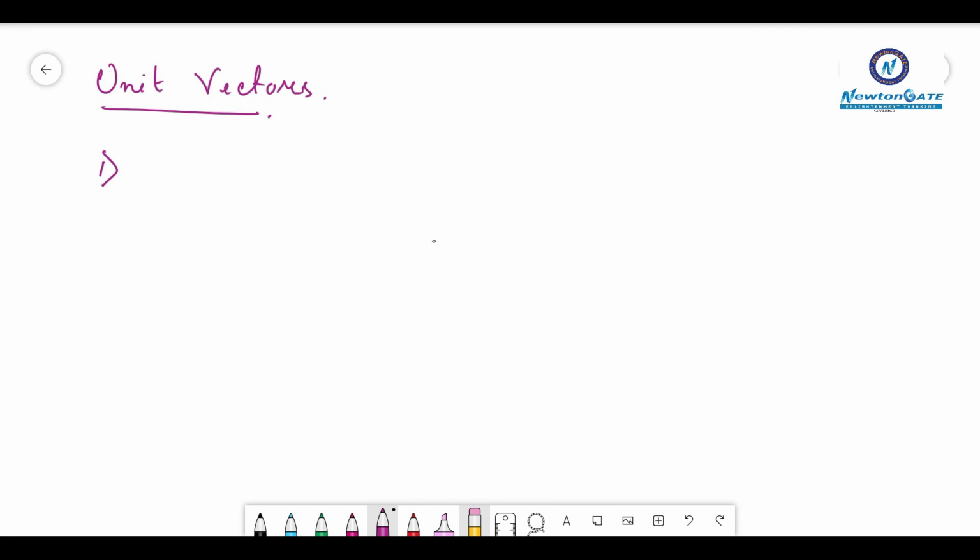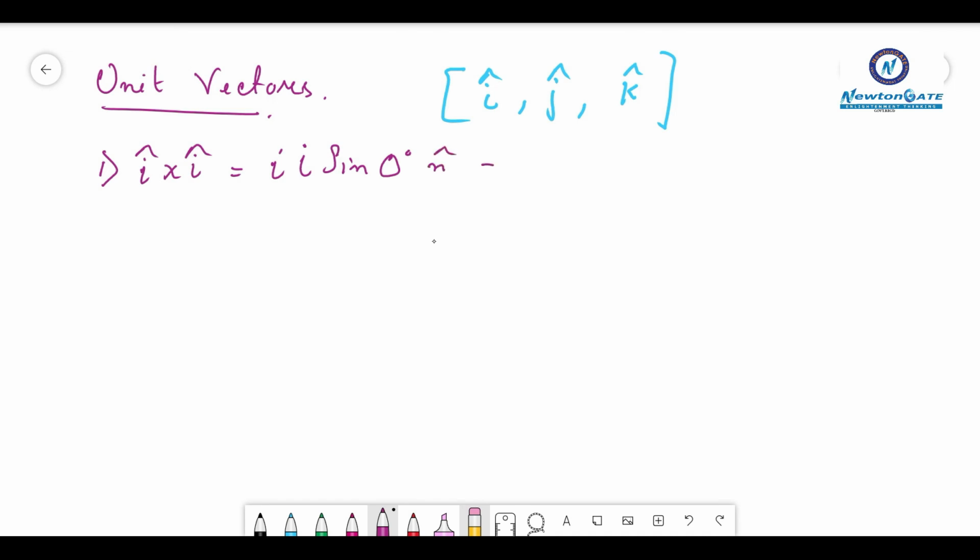So the first one is, what are the 3 unit vectors? They are i cap, j cap and k cap, and they are mutually perpendicular to each other. So for the first one, let's take i cross i. So i cross i will give me |i||i| sine of the angle n cap. What will be the angle? 0 degree. So sine 0 means 0.